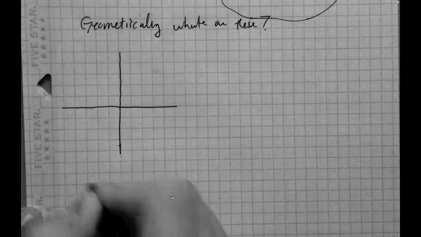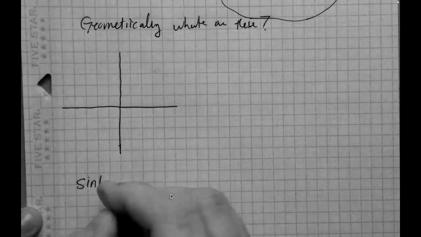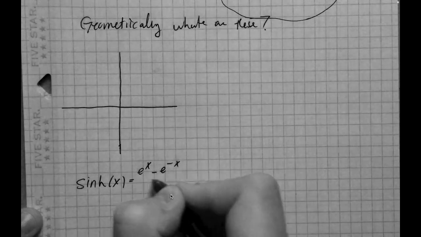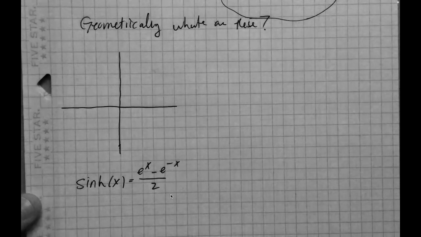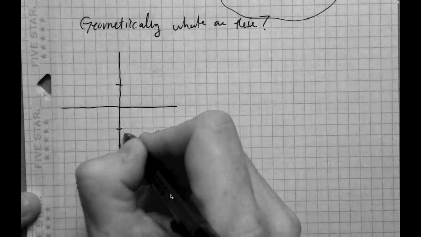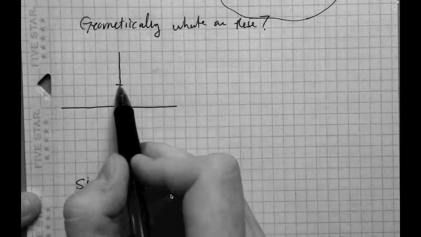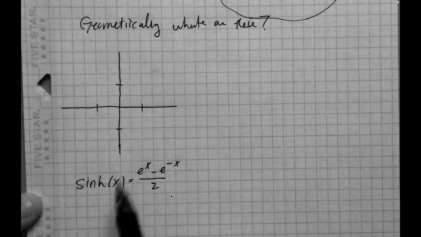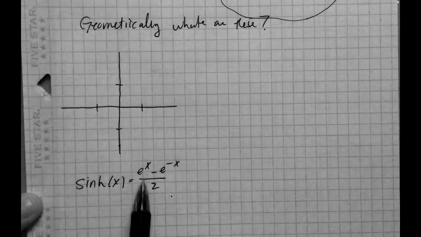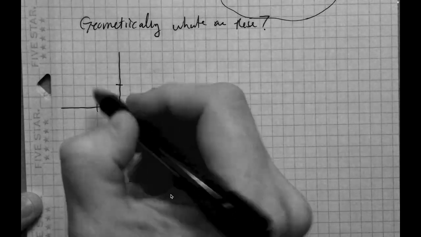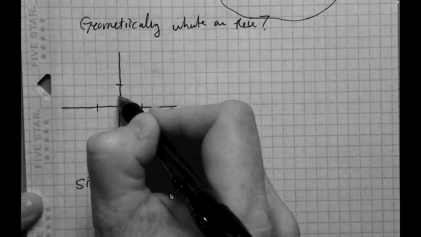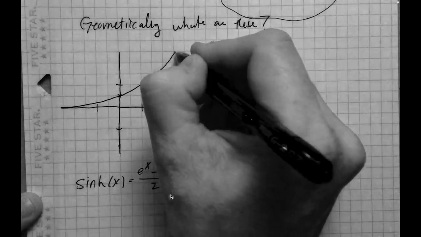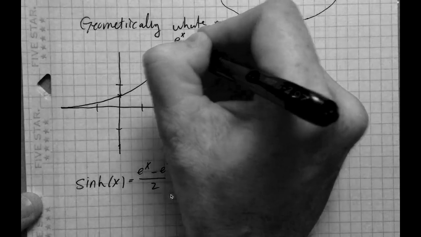So we remember that sinh of x is equal to e to the x minus e to the negative x over 2. If we mark this off, this will be our 1, negative 1, and we'll say 1, negative 1 there. If I plot e to the x over 2, this first piece, then if this is 1, it would cut through the 1/2 spot. It looks like this. So this is e to the x over 2.